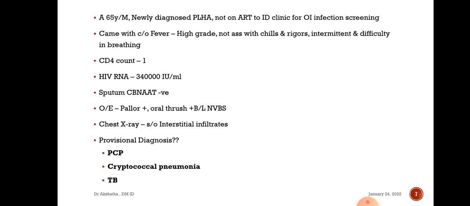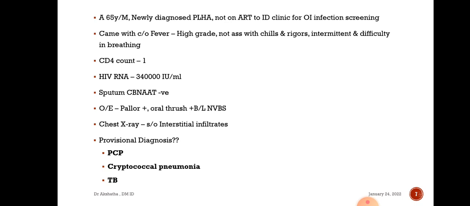So what will be the provisional diagnosis? With the patient having CD4 of 1, fever with difficulty in breathing, and chest X-ray suggestive of interstitial infiltrate, first and foremost you should be alert for PCP pneumonia, that is Pneumocystis jirovecii pneumonia.